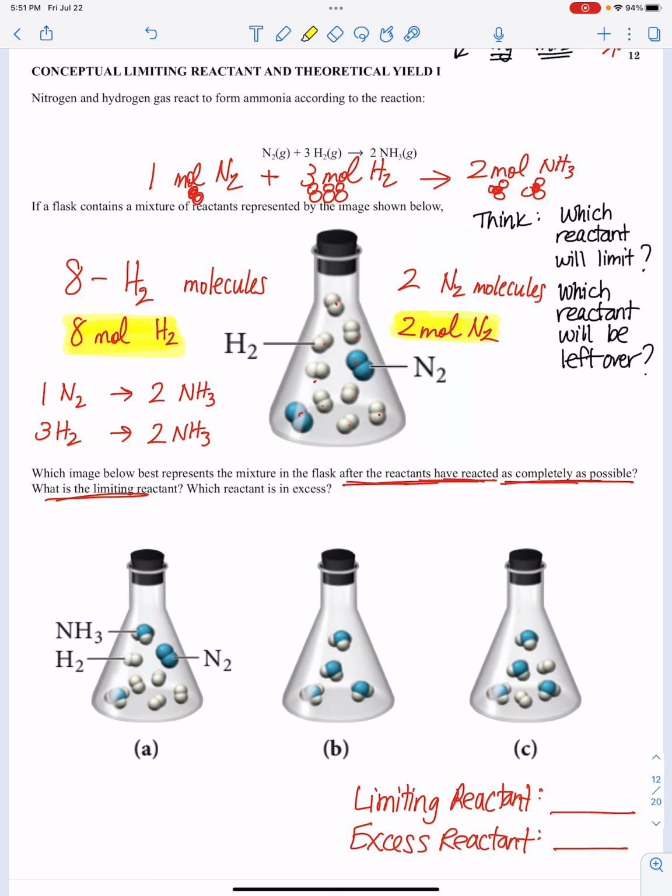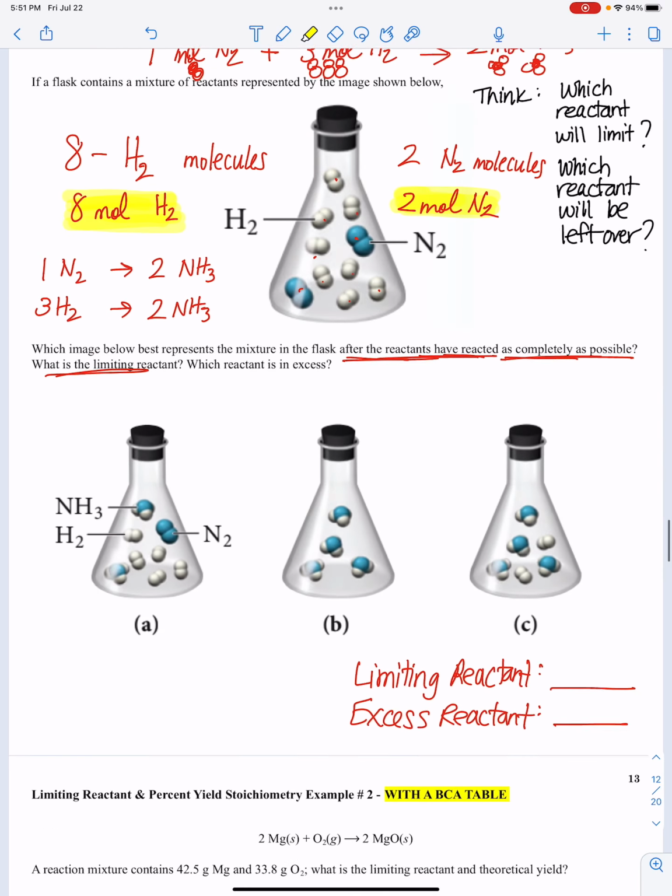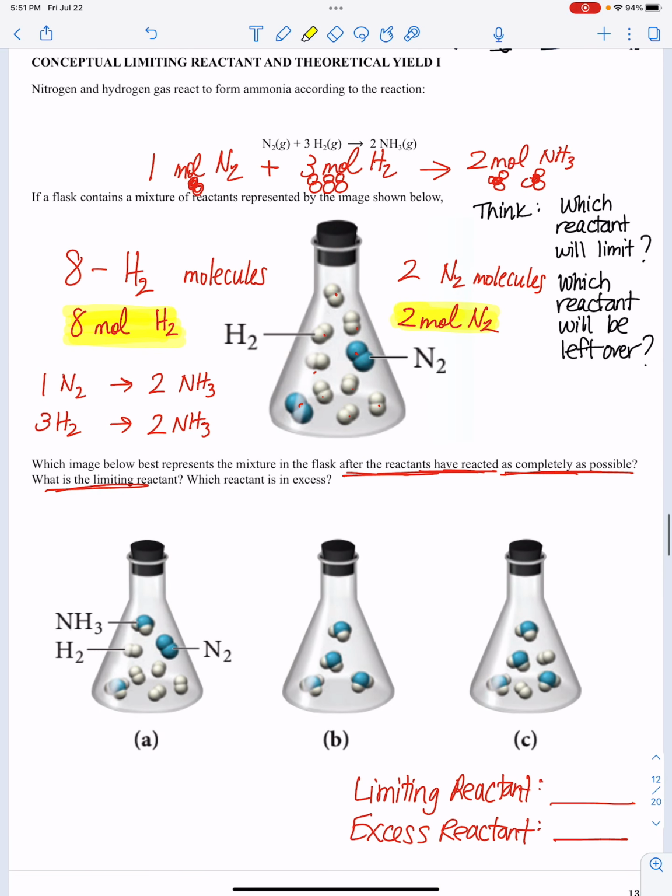In the next lecture, I'm going to pick up with giving you the answer to this, and then we'll do more calculations with limiting reactant, theoretical, actual, and percent yield calculations. So remember, you are just turning in your answer to this conceptual limiting reactant and theoretical yield for credit.